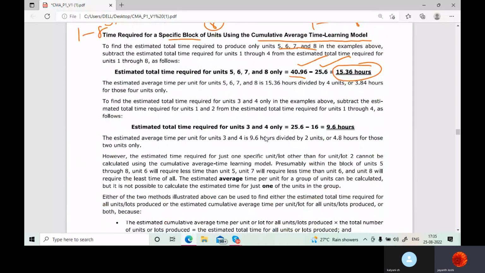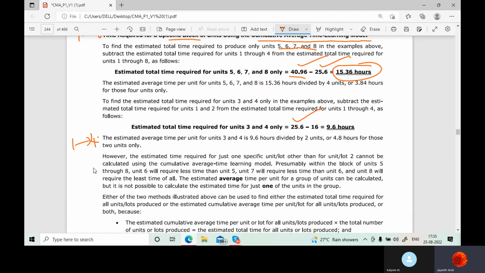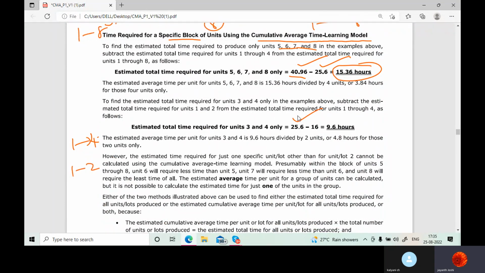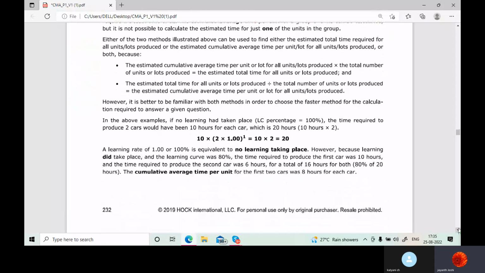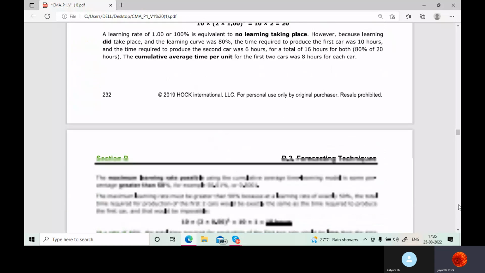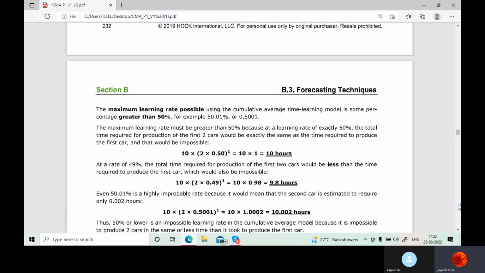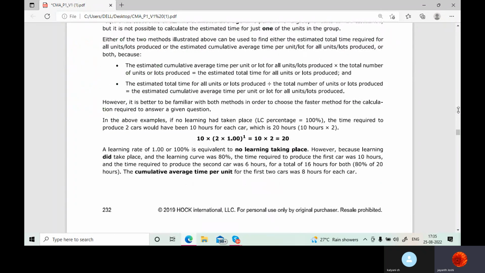And then if they ask only 3, 4, then I have 1 through 4, and then 1 through 2, which is 16. So I subtract, and I get 3 and 4. That's it. This is done. Now we have to see this.